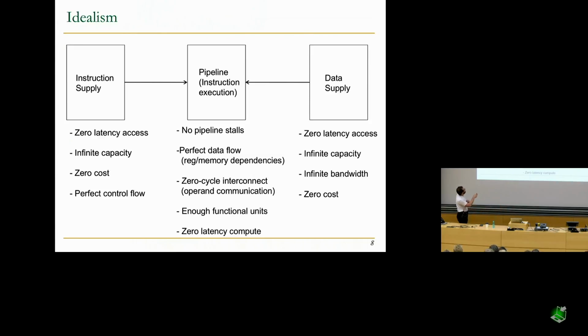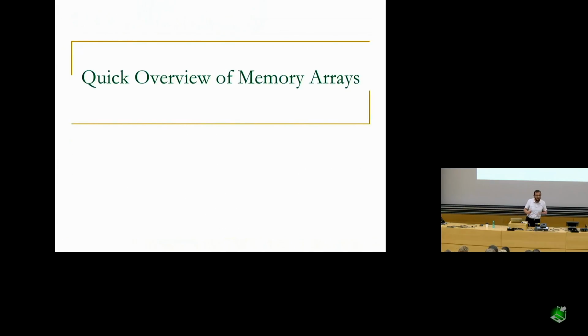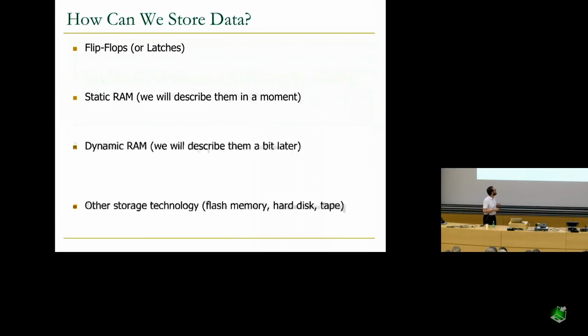But memory is greater than that, actually. Instruction supply contains memory also clearly. Memory is very integrated into the pipeline with the caches. And we're going to talk about the concept of caching also. But let's do a first quick overview of memory arrays and how they're designed. Because all memory looks the same, but they may be designed based on different technology. Let's take a look at what that means.